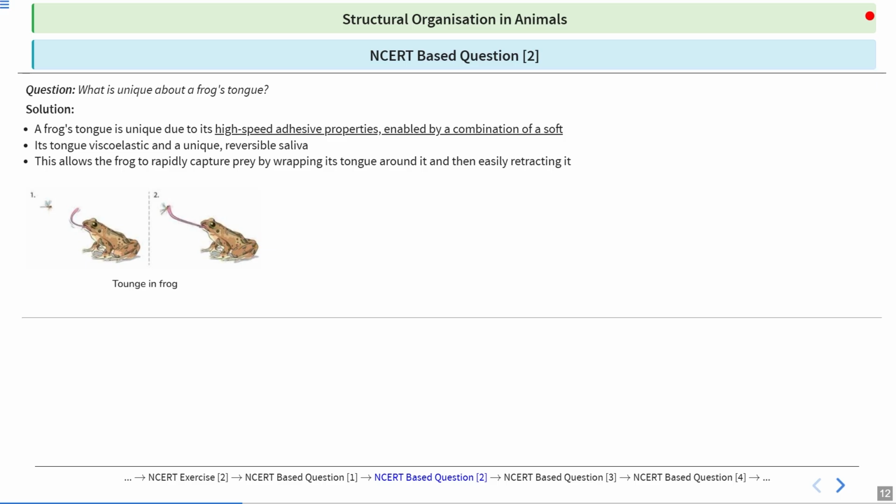In the figure, you can see the frog is taking out its tongue to capture the prey. As they have unique adhesive properties on their tongue, these flies get easily stuck to it, and due to its retracting properties, they retract the tongue and get the prey into their mouth, and easily they can eat that fly. So in this way, they can catch their prey.